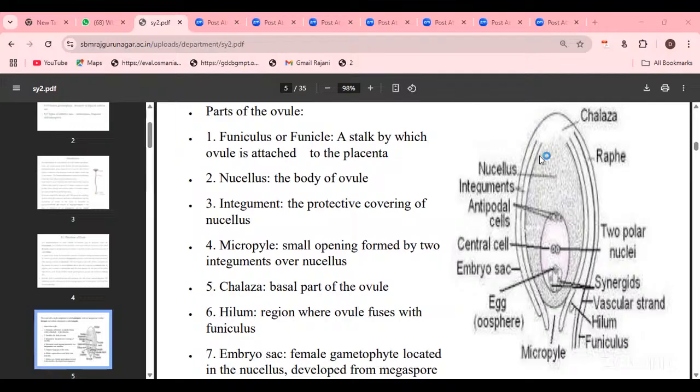Nucellus. See, this one is the nucellus. The body of the ovule is called the nucellus. What are the integuments? These are the covering, protecting layers. The protective covering of the nucellus in the ovule is called the integument.